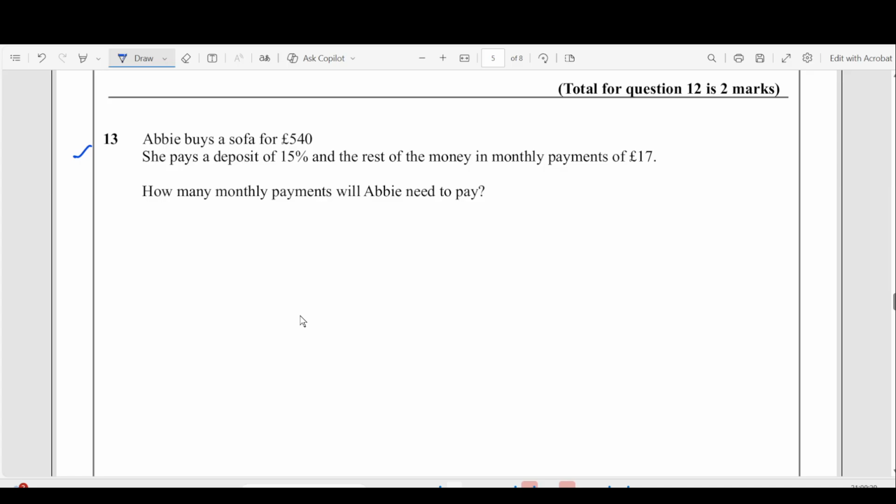Abby buys a sofa for £540. She pays a deposit of 15% and the rest of the money in monthly payments of £17. How many monthly payments will Abby need to pay? Okay, good. So, did you get the question? Yeah, I'm doing it. Okay.